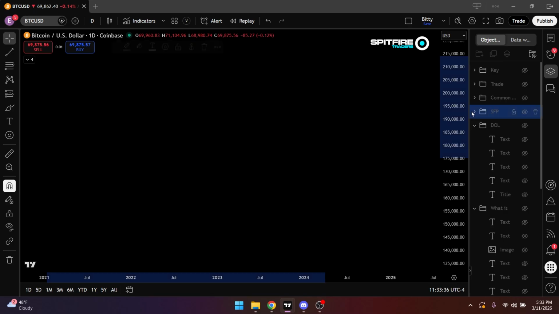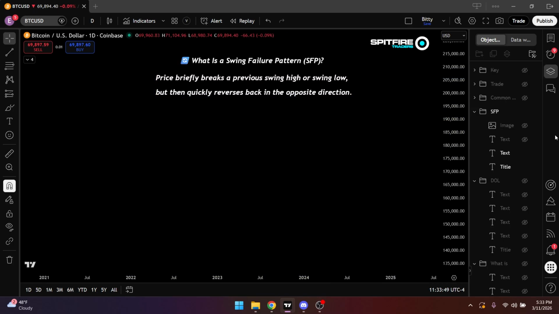What is a swing failure pattern? A swing failure pattern happens when price briefly breaks a previous swing high or swing low, but then quickly reverses back in the opposite direction. In other words, price fails to hold beyond that level. Instead of continuing the breakout, the market rejects the level and moves the other way. This usually happens because the market is taking liquidity.